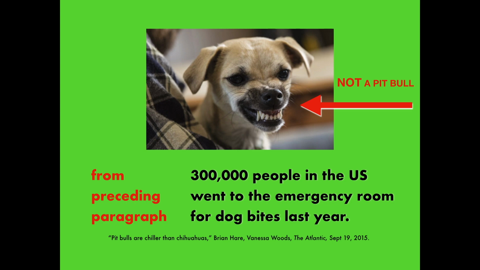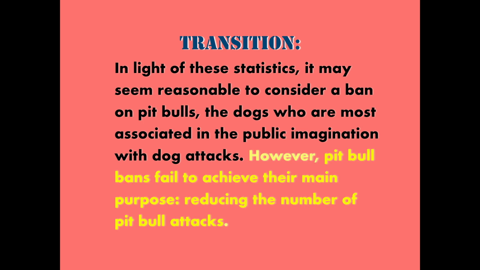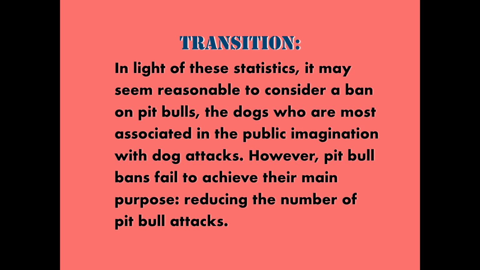You can transition into your new paragraph with, in light of these statistics, it may seem reasonable to consider a ban on pit bulls, the dogs who are most associated in the public imagination with dog attacks. However, pit bull bans fail to achieve their main purpose, reducing the number of pit bull attacks. Some teachers would call this a topic sentence. So these two sentences together make up your paragraph transition.